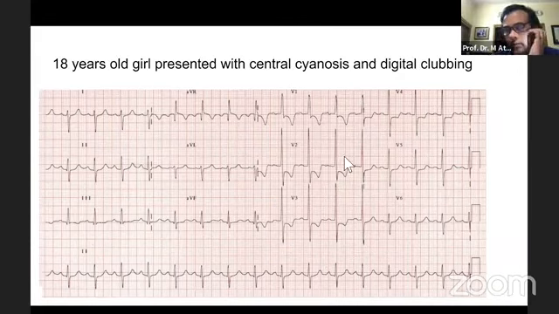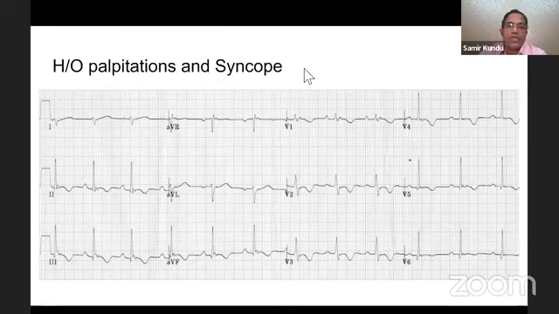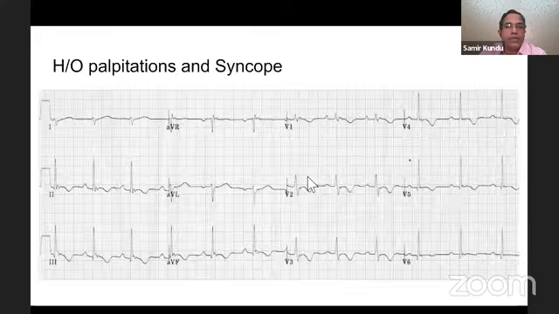This is a patient with repeated palpitation and syncope. There is a right axis deviation, the first clue. Then the RS ratio in lead V1 more than 1. And there is an epsilon wave in the junction. This is the ECG of arrhythmogenic right ventricular dysplasia.